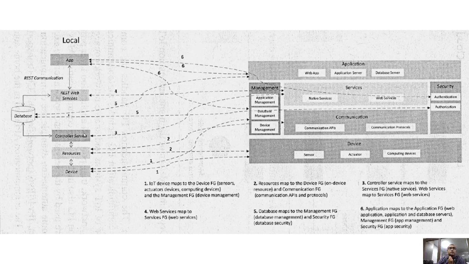We have the services functional group, which are responsible for running the different services. So it is mapped with the different services. It can be controller service or the web services. Then we have the application functional group, which is again mapped with the application itself and the related blocks.